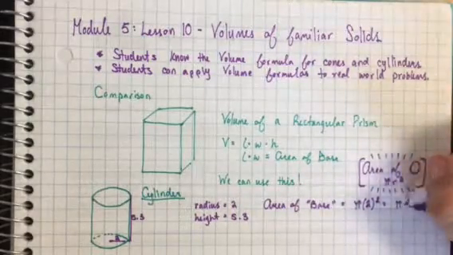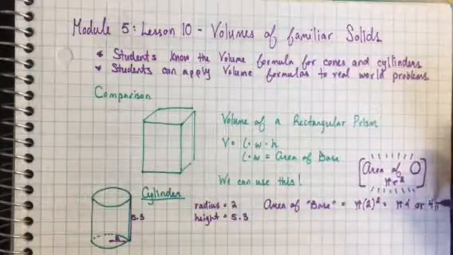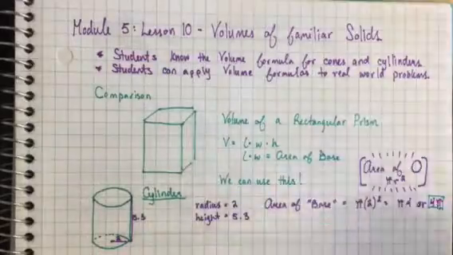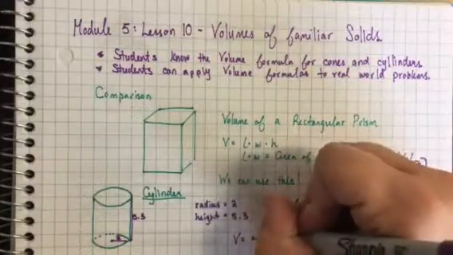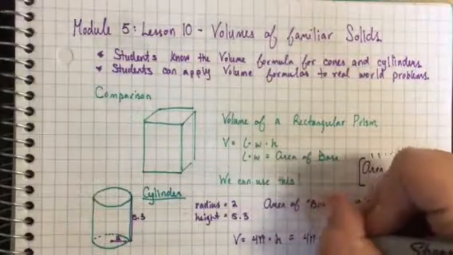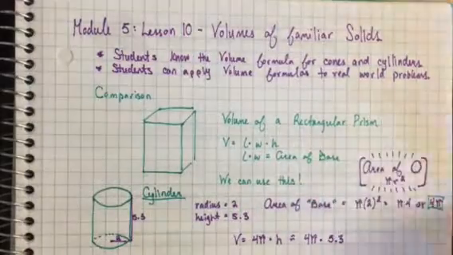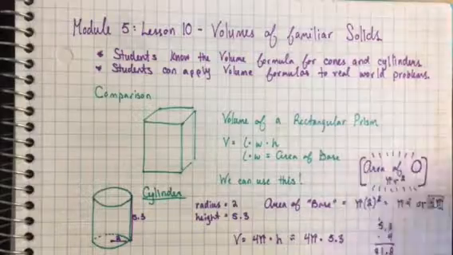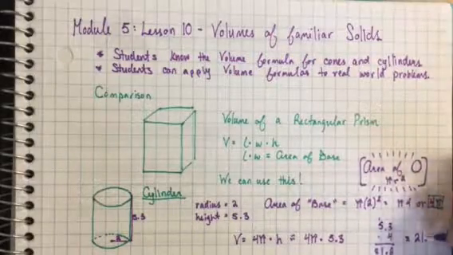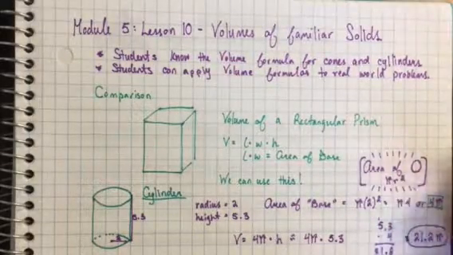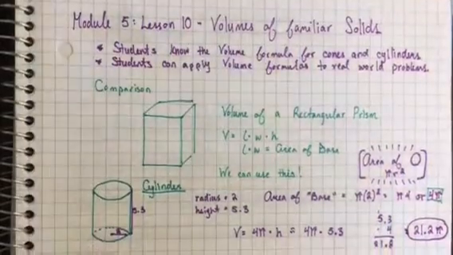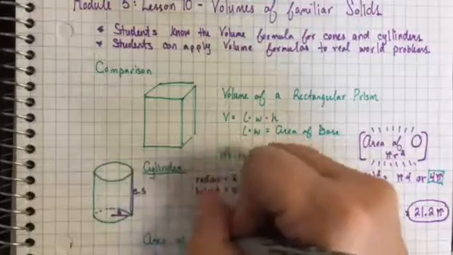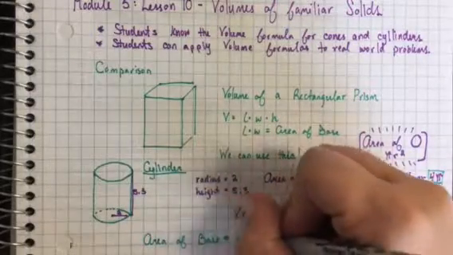Now, we know that 2 squared is the same as 4, so we can simplify that to 4 pi. And then we're going to multiply that area of the base by the height of the prism, which was 5.3. So I'm going to do my multiplication. 5.3 times 4 equals 21.2 pi. Now, this is actually an exact value for volume. Even though I have the pi there, we're just treating it like a variable.